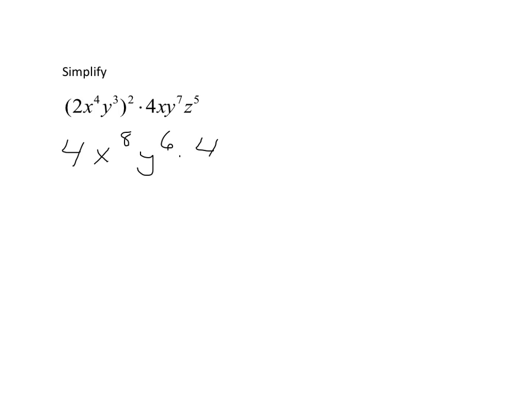And I still have to multiply that by 4, x, y to the 7th, z to the 5th. So 4 times 4, that gives me 16. And I have to look for the ones that have the common bases. So x to the 8th, there's no exponent here with the other x. It's like there's a 1. So 8 plus 1 gives me x to the 9th.